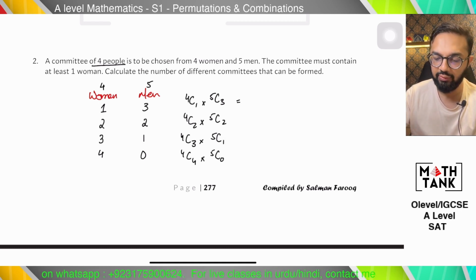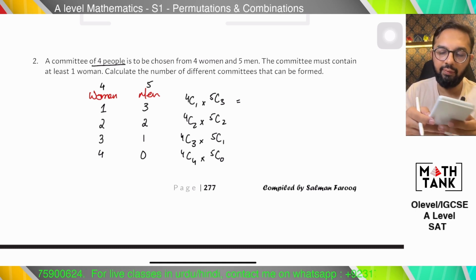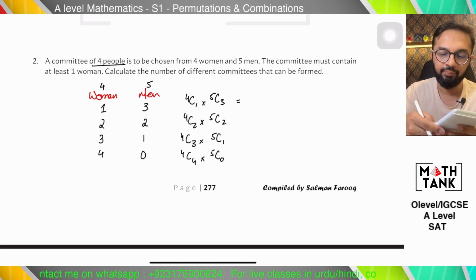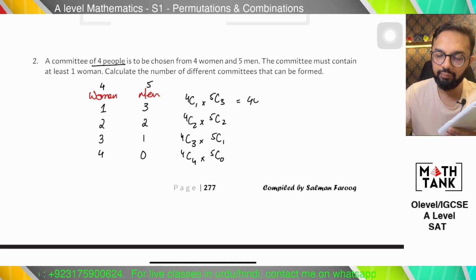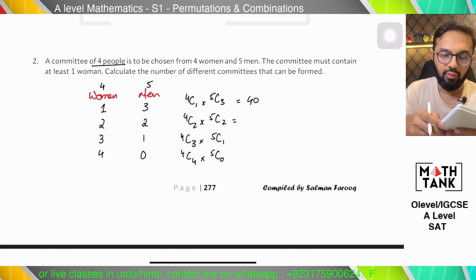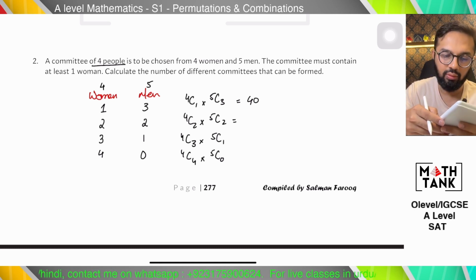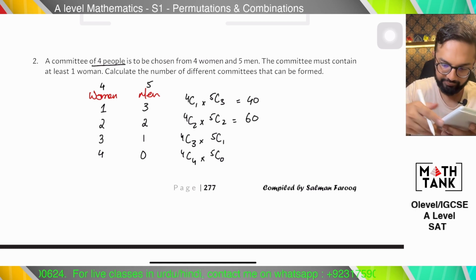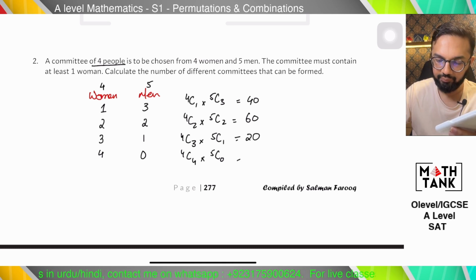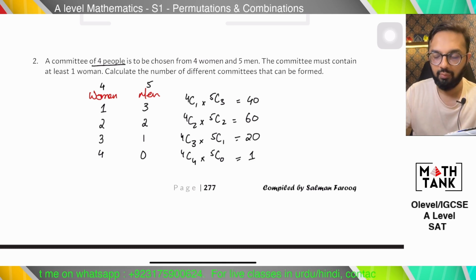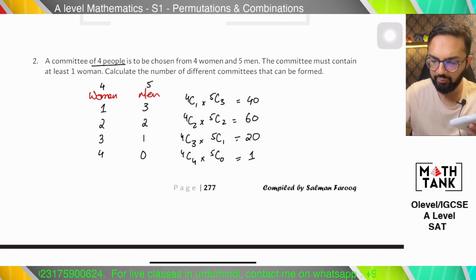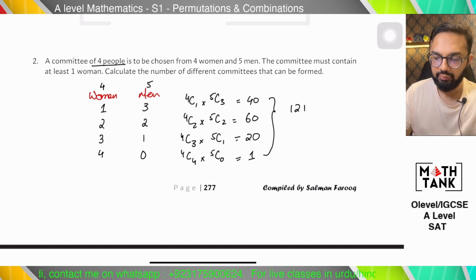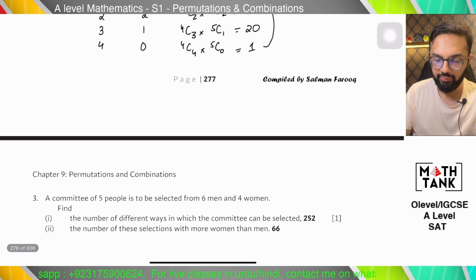Okay, now it's going to be intelligent if I write the totals individually first and then I add them together. You will often find this in the marking schemes as well. That's 40, 60, 20, and 1. So I get 121. Okay, that was the second question. Let's move on to the third question.